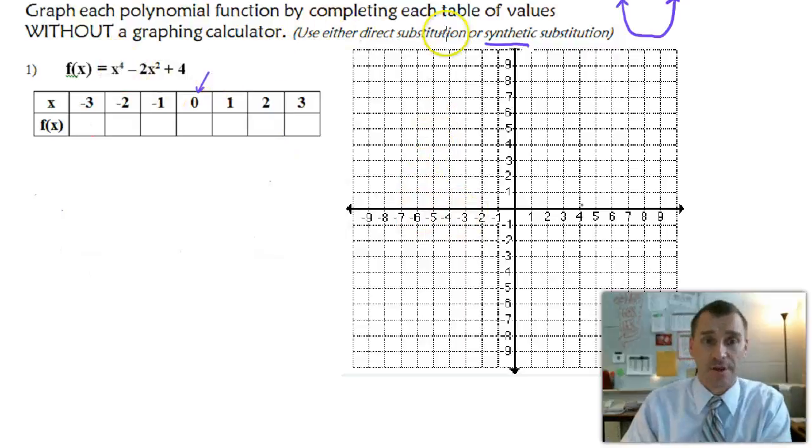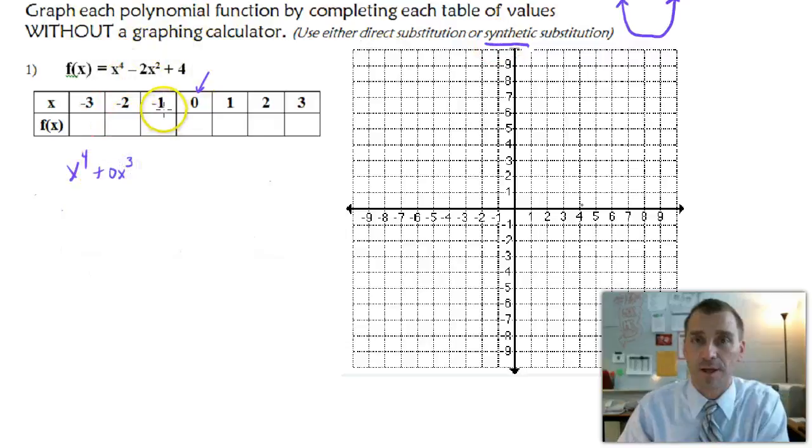So let's do this. So synthetic substitution. I need to put this in standard form. So I go x to the 4th. And then I would go, oh, there's no x to the third term, so I would go plus 0x to the third. I need that place value still held there, remember. I have a squared term, so it's negative 2x squared. I do not have an x to the first, so I need a placeholder for that, so plus 0x to the first, and then a constant of 4.